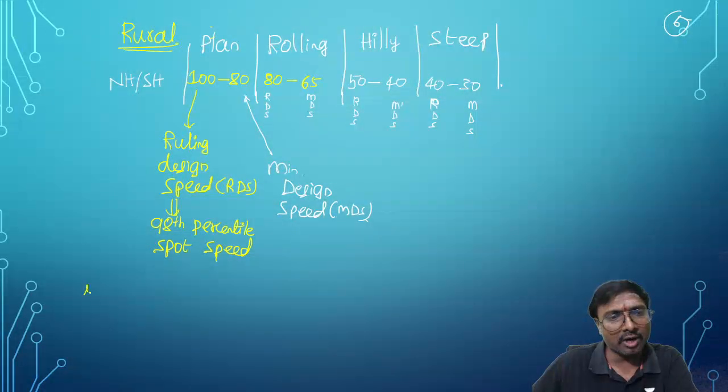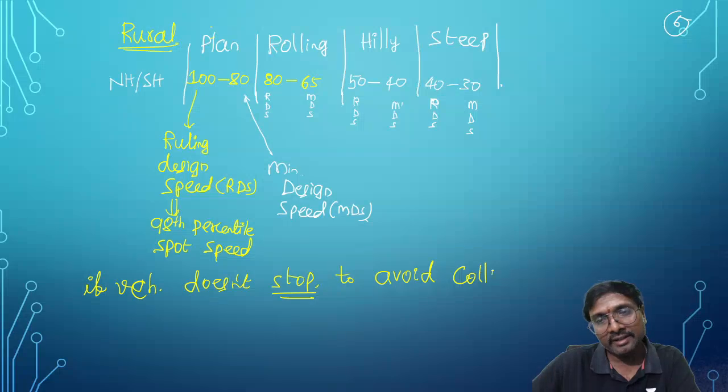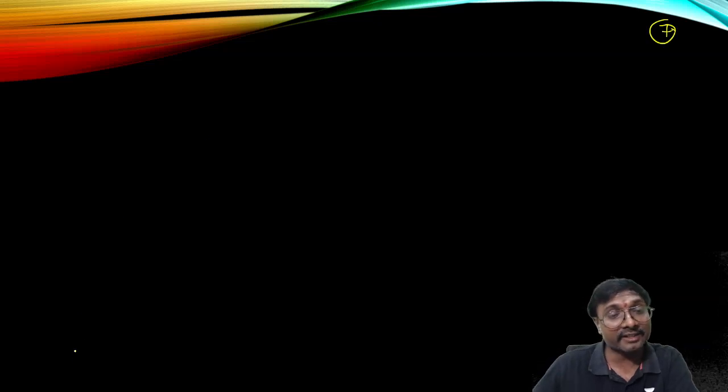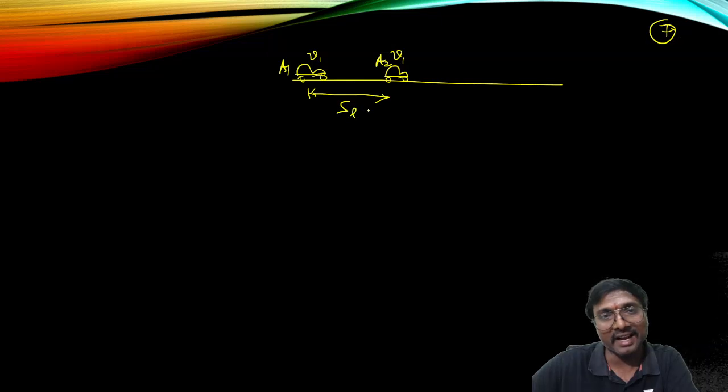Now if a vehicle does not stop, then what do we need to take? For which purpose? To avoid collision. If the vehicle does not stop, to avoid the collision, let us say. So here this is V1 only, and from here to here it is traveling with the V1 speed only, from A1 to A2. So that is your first and foremost distance, the lag distance.